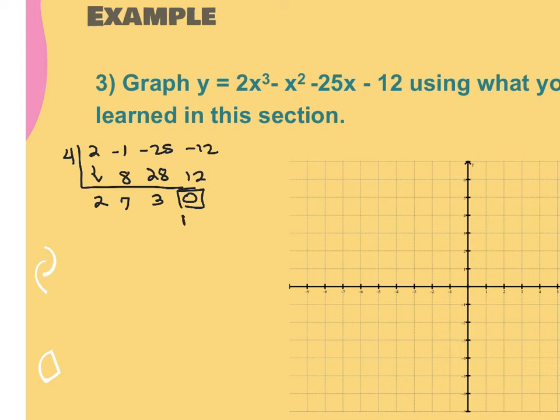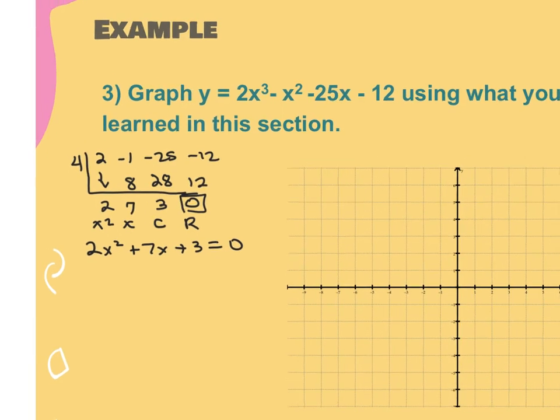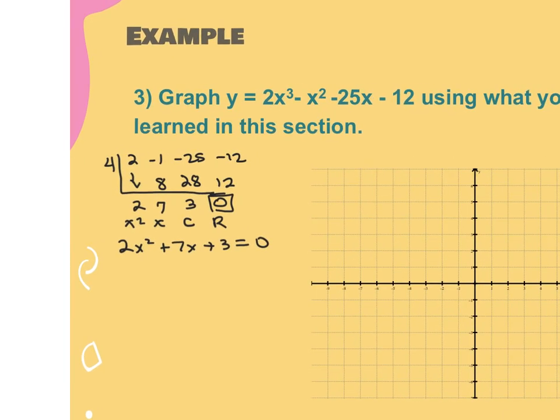Let me go ahead and put back in my variables. So 2x squared plus 7x plus 3 equals 0. Now, this is factorable, so I'm going to go ahead and factor it. It'll factor into 2x plus 1 and x plus 3. I'm also going to bring down the 4 that I got from Desmos, and these are the factors.